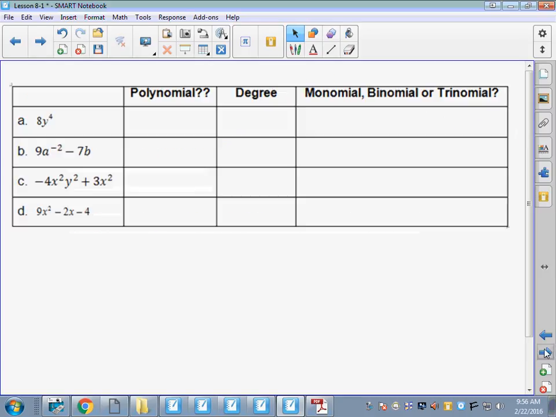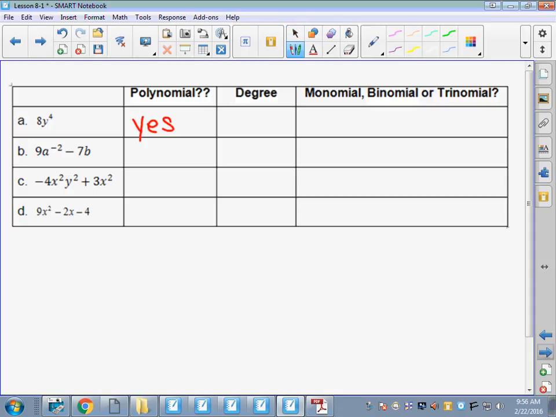So first of all, I got a little box here. First thing we have to decide is: is the given example a polynomial, yes or no? If yes, what's the degree, and then how many terms does it have? So 8y to the 4th, is that a polynomial? I'd say yes.